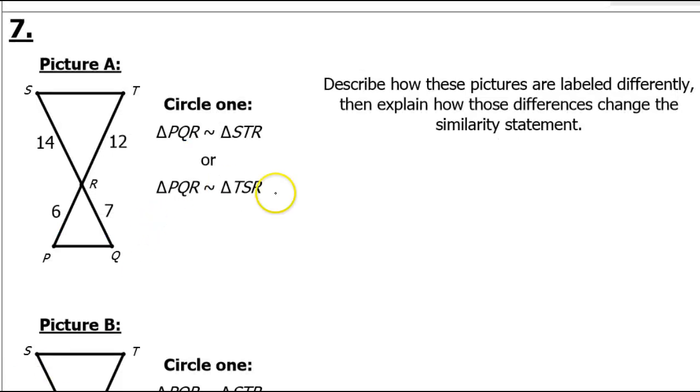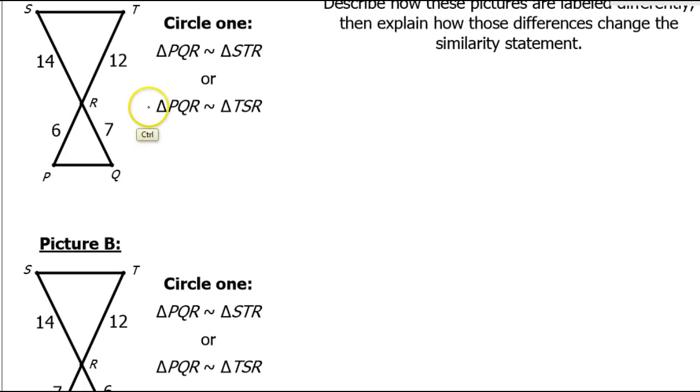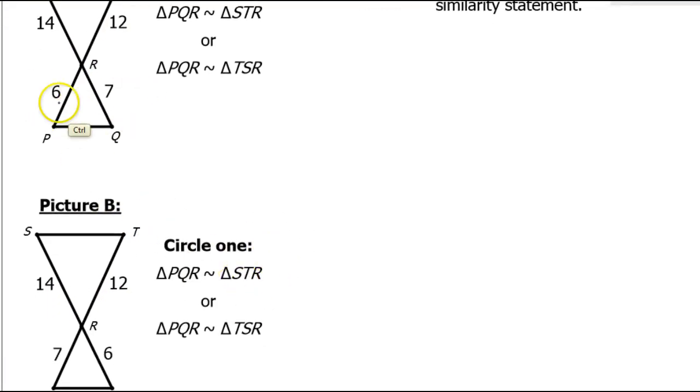Well, problem number 7. Describe how these pictures are labeled differently. Then explain how those differences change the similarity statement. Well, let's start with saying what's the same. SR is 14 and TR is 12 for both pictures. So the changes happen down below.